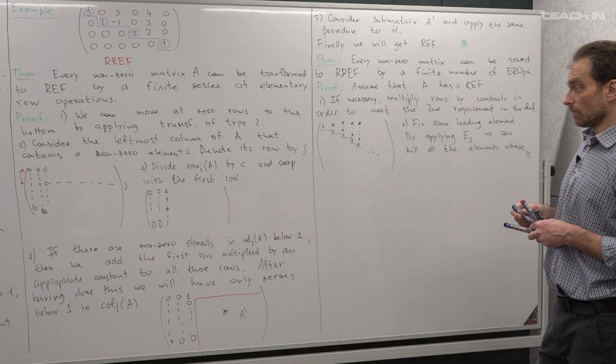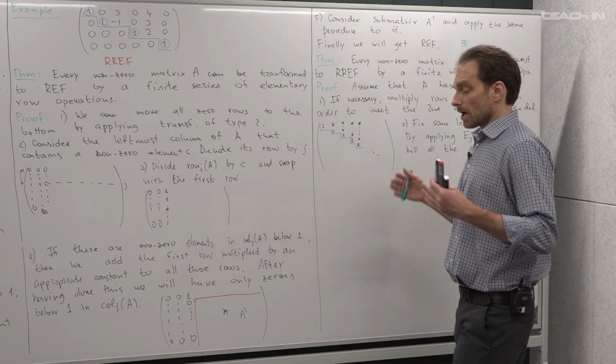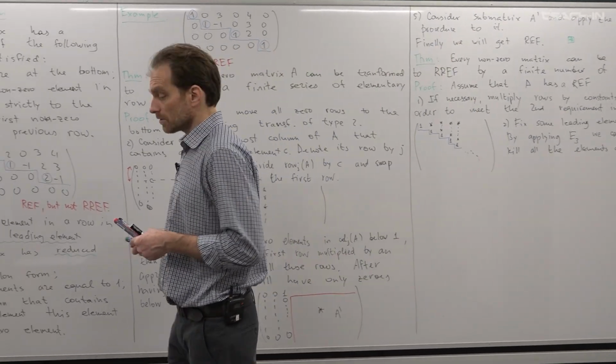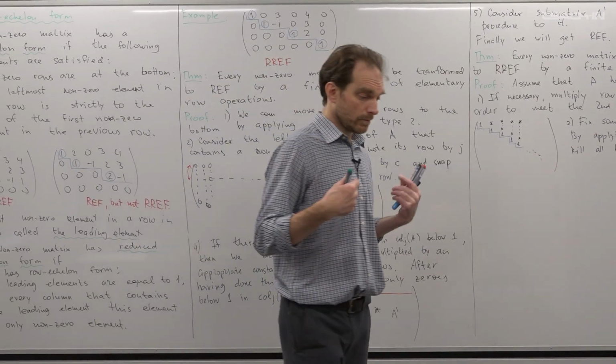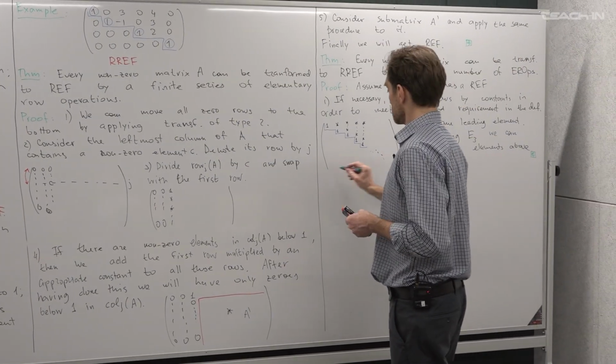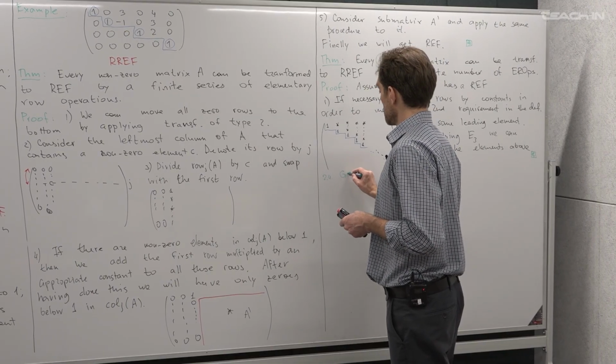reduced row echelon form. Okay, and so now we have this tool, and we're going to apply this tool for solving linear systems of equations. So the next topic, the next subsection, would be Gaussian elimination.